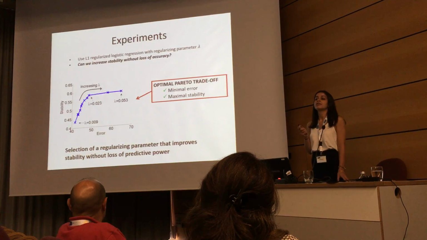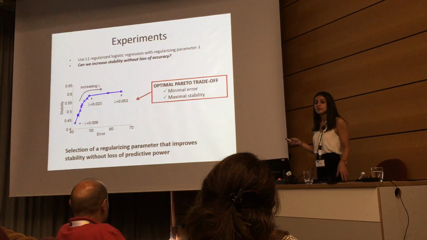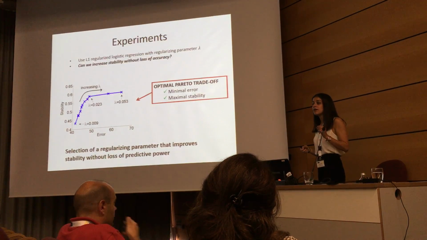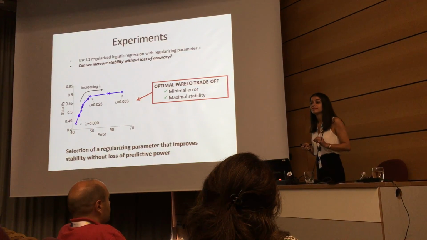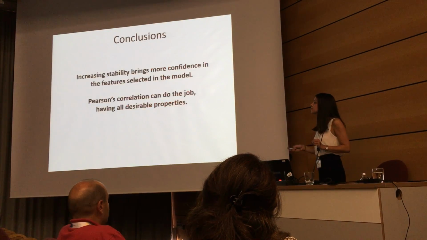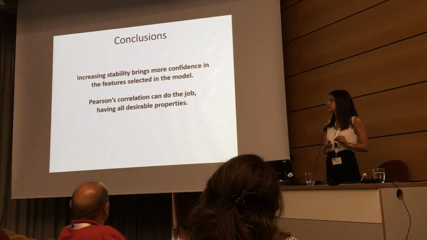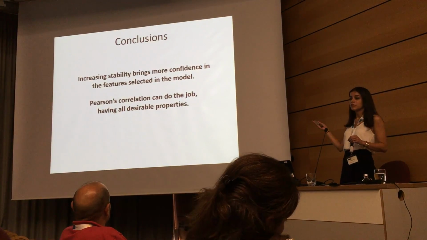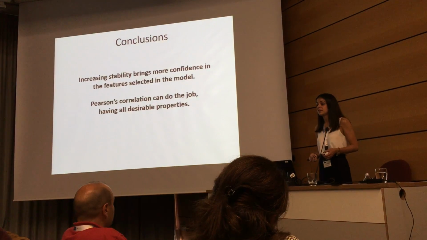So interestingly, in our experiments, by doing this, not only was the error not increased, but as well, only relevant features were selected in our model. So increasing stability brings more confidence in the features selected. And we advise to use Pearson's correlation because it has known properties.